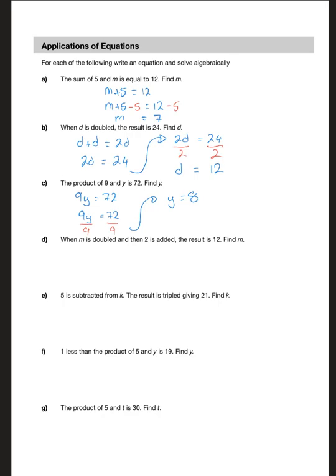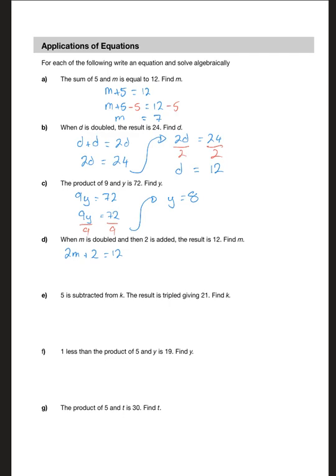When m is doubled and then 2 is added, the result is 12. Find m. So here's one that we're going to end up with a two-step equation. So m being doubled is 2m. That's an m and an m, sorry, not 2 times m. 2 times m, of course, would be m squared. This is 2m, and then we're adding 2 to it. So we have 2m plus 2 is equal to 12.